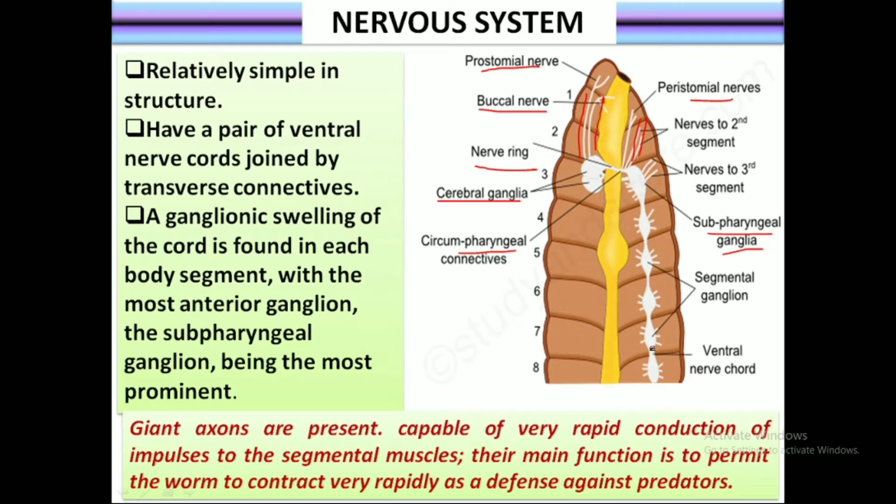Right. In addition to it, giant axons are also present, which are capable of very rapid conduction of impulses to the segmental muscle. Their main function is to permit the worm to undergo rapid contraction, and this is actually a defensive mechanism for the annelids to prevent attack by predators.